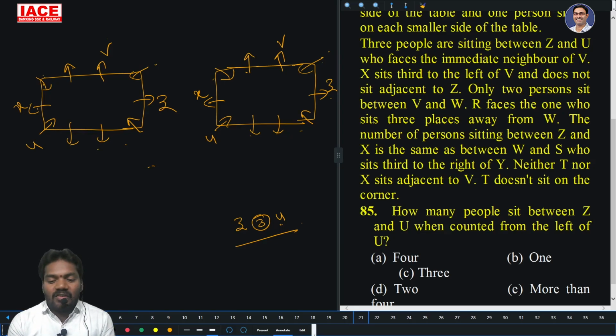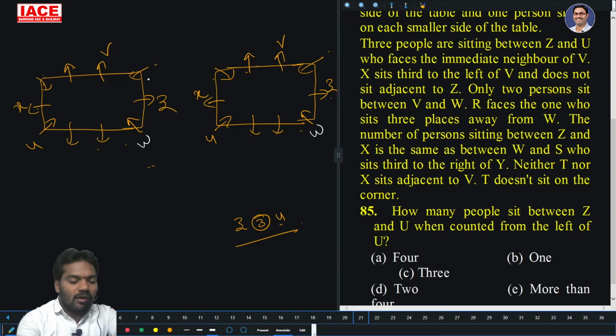Only 2 persons between V and W. So 2 persons, W is here. Again, not possible. 2 persons, W is here. R faces the one who sits 3 places away from W. 1, 2, 3. 3 places away from W. There is only a chance of R.